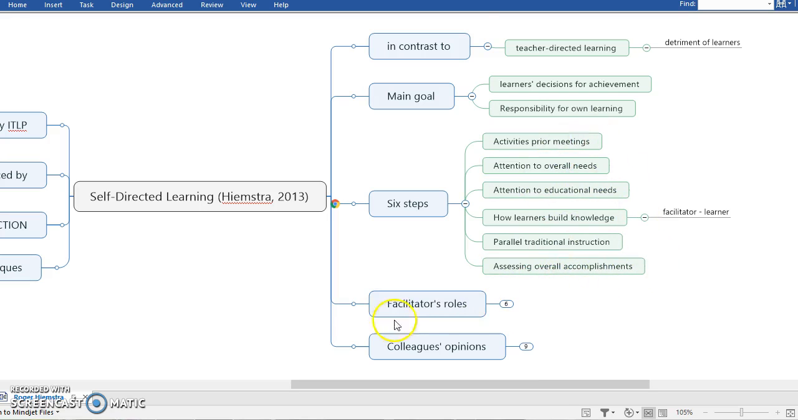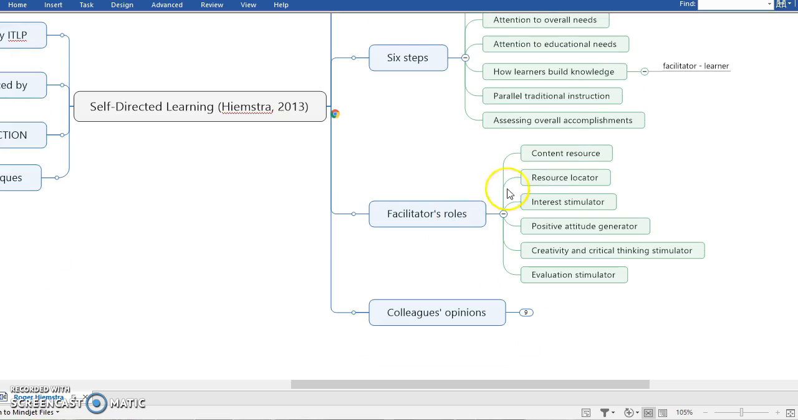Apart from this, what are the facilitator's roles? Well, he's a content resource: a person full of knowledge and experience, who has to share all this knowledge and experience with the learners in order to facilitate the learning process for them. He's also a resource locator. Maybe the learner already knows what and how to learn, but doesn't know where to find the best resources to acquire knowledge. In those terms, the facilitator should offer help with specific materials like books, websites, or specific exercises.